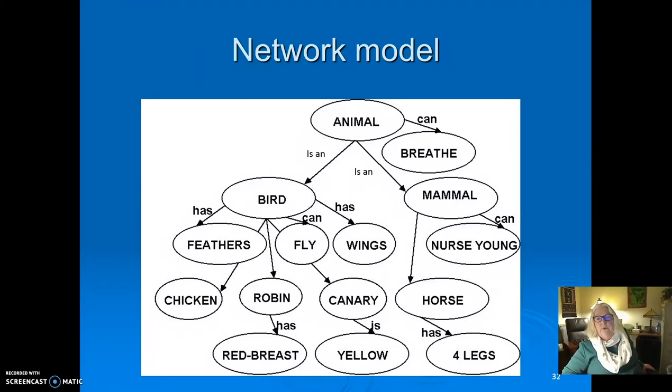I can't remember where I found this, a generic one. And it's a very simple one. A bird is an animal. That's a complete idea. It can be judged true or false. That is what a proposition is. A bird has wings. A bird has feathers. A mammal can nurse their young. So you see that ideas are connected, and the closer the ideas are connected to the node, the closer the association is.